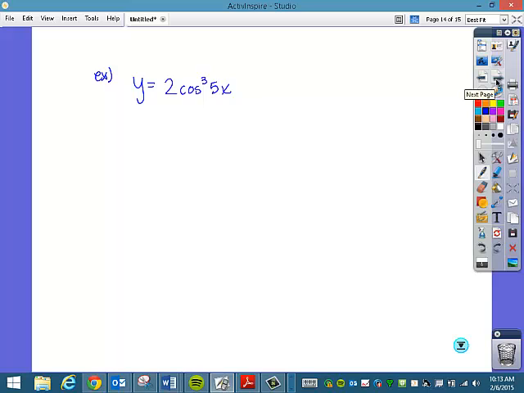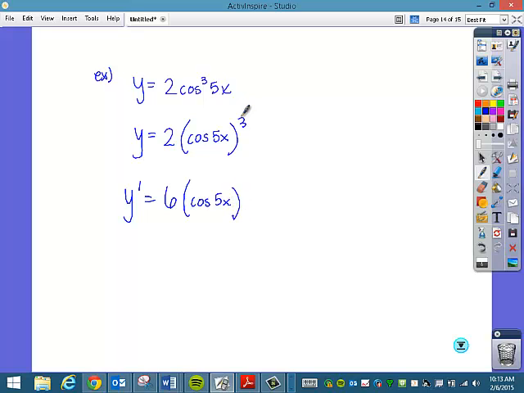Next one, y is equal to 2 cosine cubed of 5x. So first we're going to rewrite it, bring that exponent outside. This is 2 times cosine of 5x cubed. I'm going to use a chain rule, so I'm going to take my exponent and pull it out front. 2 times 3 is 6. I'm going to keep the insides the same. Don't touch them. I'm going to subtract 1 from my exponent.